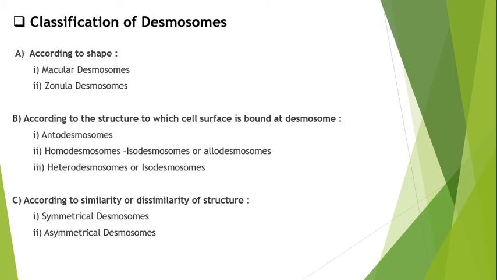Next, according to similarity or dissimilarity of structure. Symmetrical means the same, asymmetrical means not a similar structure. First is the symmetrical desmosomes and then the asymmetrical. Symmetrical is the same desmosomes on both sides; asymmetrical is not similar desmosomes on both sides.